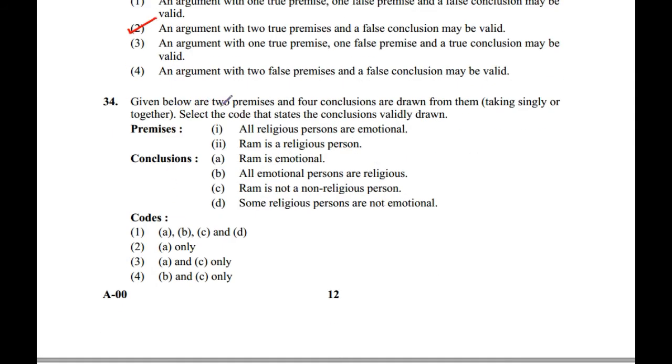Question number 34. Given below are two premises and four conclusions are drawn from them, taking singly or together. Select the code that states the conclusions validly drawn. So here to explain this, I'd like to draw a Venn diagram. All religious persons are emotional. So if I draw this as a religious person and all religious persons are emotional. Ram is a religious person. So here is Ram, which is a religious person. So there is a conclusion. Ram is emotional. This is true.